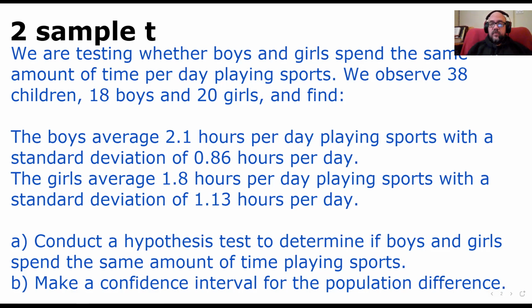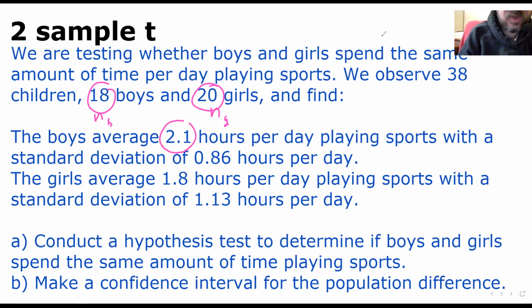So before we do that, let's calm down a little bit and read a little more carefully and label everything, right? So that's what I'm going to be doing here. So we observe 38 children. That number is not that relevant. 18 boys and 20 girls. So 18 boys, this is going to be N sub B. And this is going to be N sub G. The boys average 2.1 hours per day playing sports. So that is pretty clearly X bar B, with a standard deviation of 0.86 hours per day. That is S sub B.